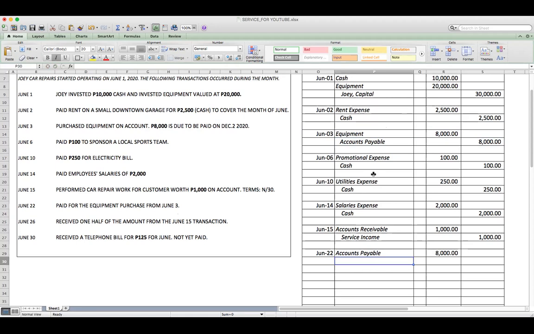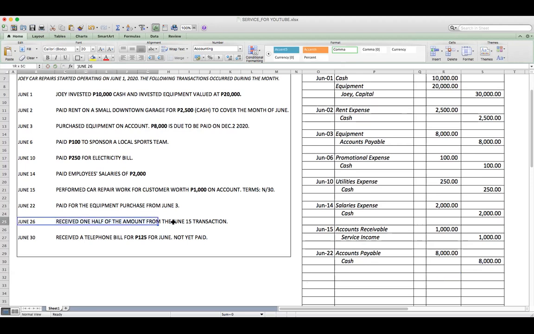Okay? So if the liability is debited here, it means it decreases. Because on June 3, accounts payable was credited. So that one is an increase in the liability; since it is debited on June 22, the debt decreases because we have paid and lost cash, as we gave it to our supplier. And then next for June 26, receive one half of the amount from June 15 transaction.